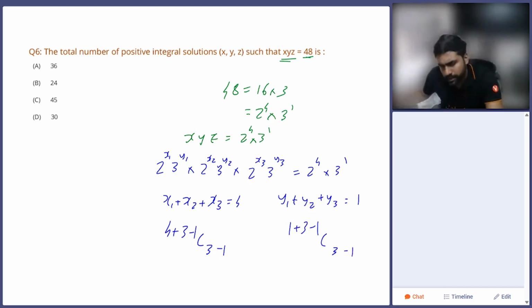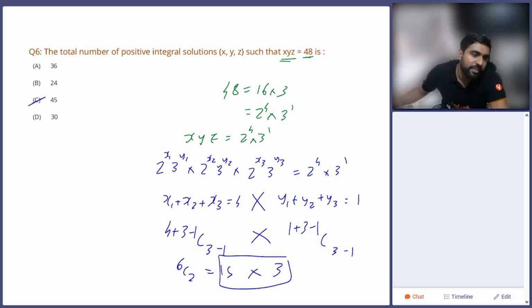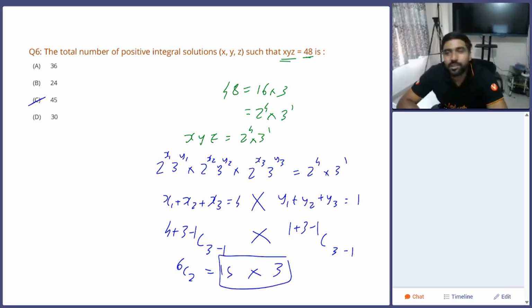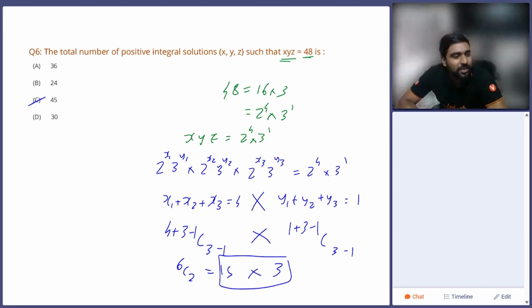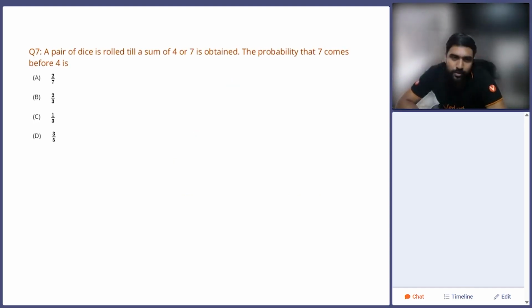And both of them, yes, you have these many possibilities of x1, x2, x3, and you have these many possibilities of y1, y2, y3. So we'll have to use the fundamental principle of multiplication over here. So what do we have? We have 6C2, which is equal to 15, multiplied by what do you have over here? 3C2, that's equal to 3. That's 45. Option C will be the answer for this question. Okay, direct question over here, plain and simple, basic, positive integral solutions was all we have to find.